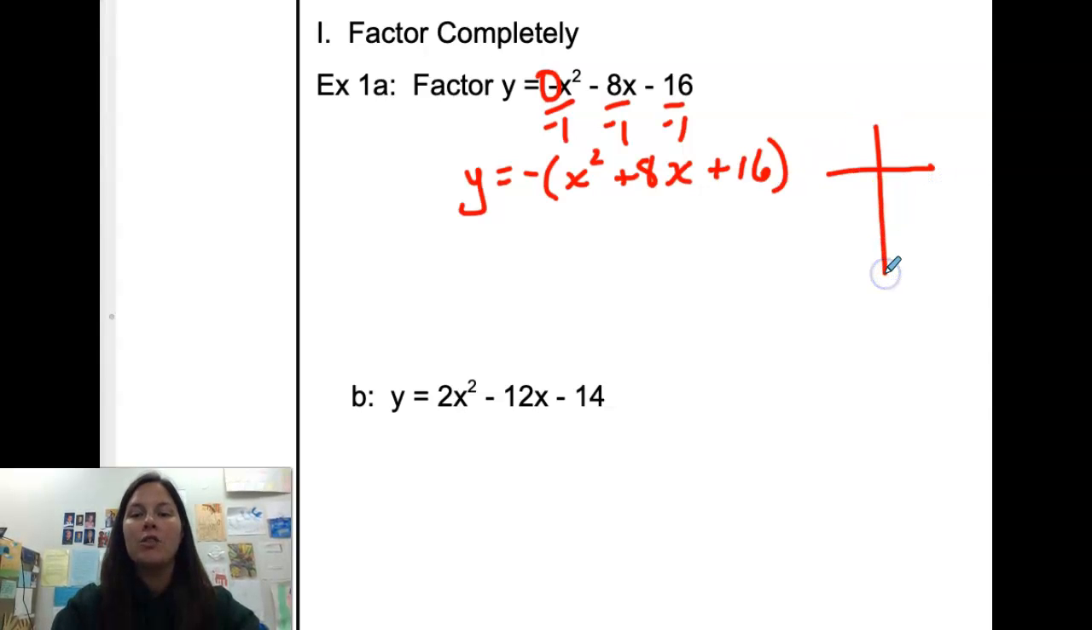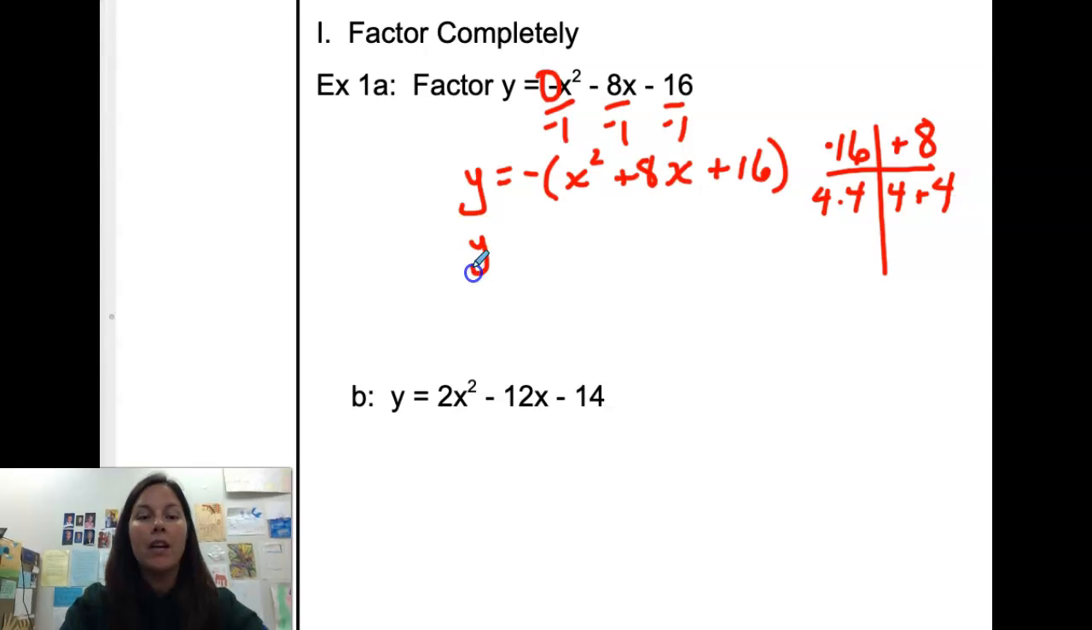Now when I set up my T-chart, I'm looking at what's inside the parenthesis. So I'm multiplying to that constant of +16, and I'm adding to the coefficient of x, which is a +8. The two numbers that do that are 4 times 4, and 4 plus 4 gives me an 8. Now when I factor this, I'm going to keep that negative or the -1 on the outside of my parenthesis as I write this as x plus 4 times x plus 4.